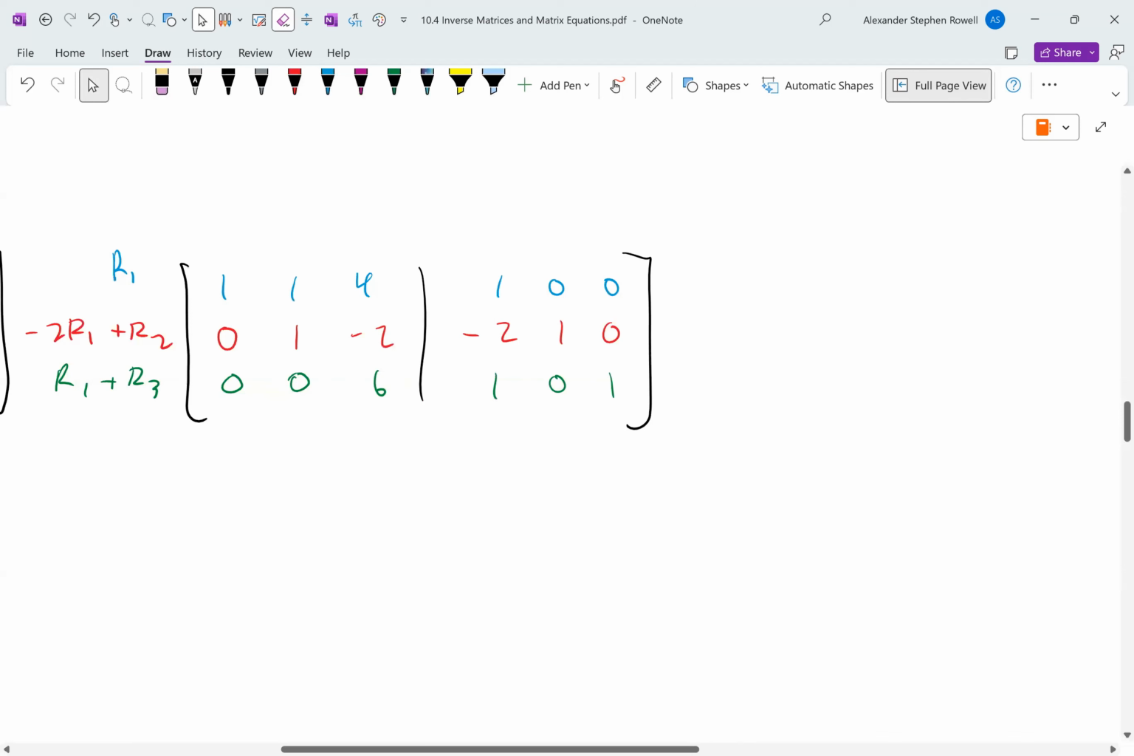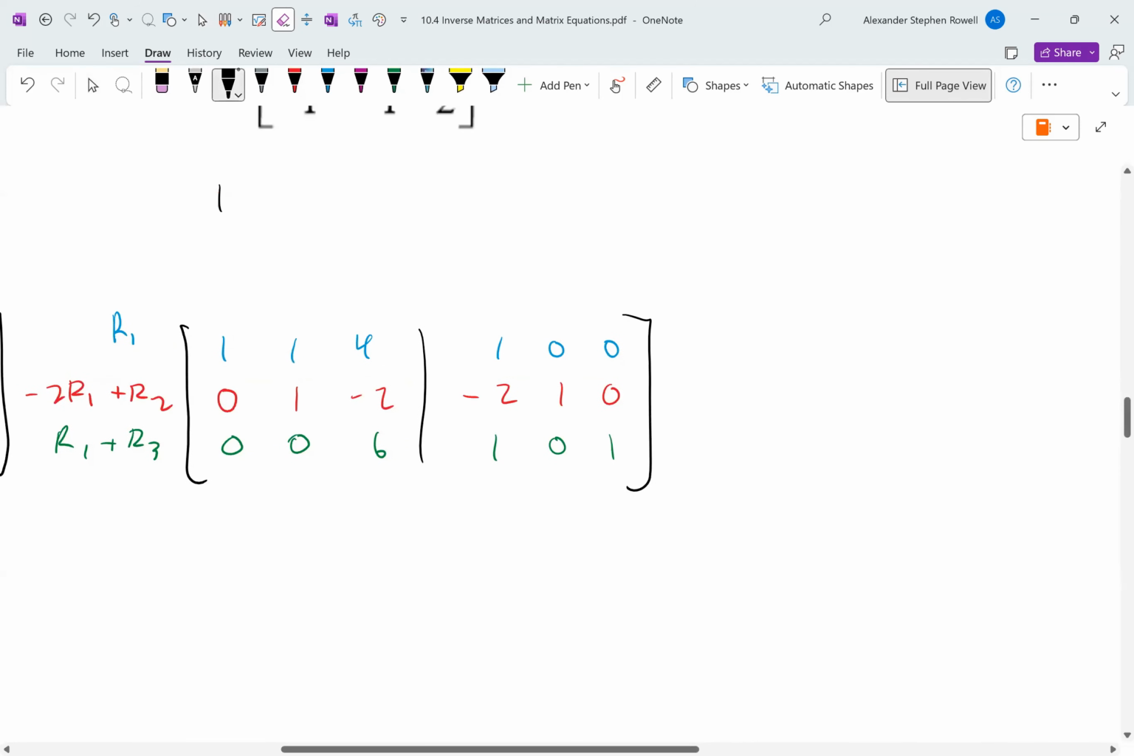So what do I want to do next? I want to get 1, 0, 0, 0, 1, 0, 0, 0, 1. This is the goal, right? These all look good so far. I need to use this to get rid of that.